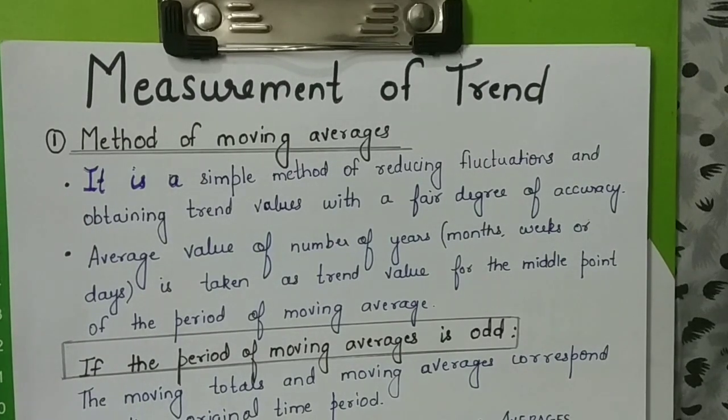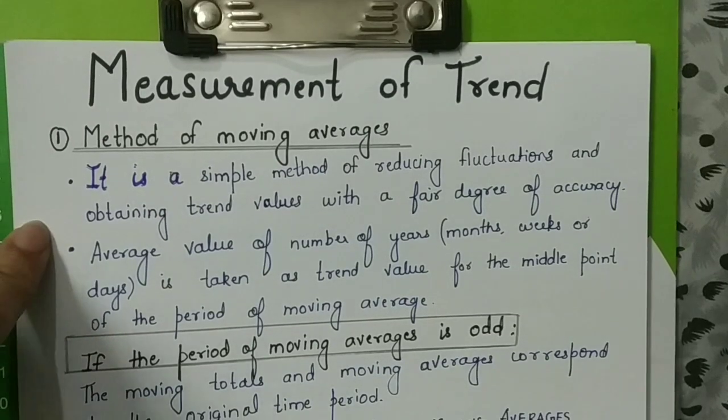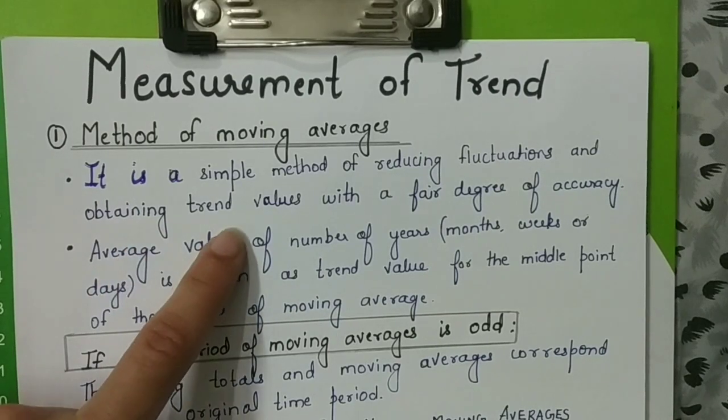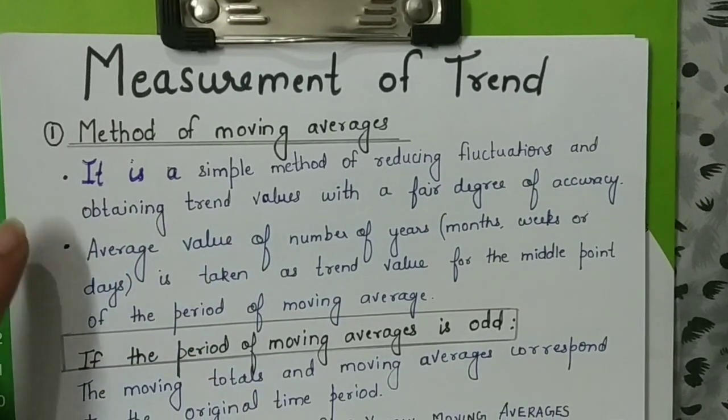Basically, this is a very simple method that has no complex mathematical calculation. It is also free from any kind of individual bias, in the sense that irrespective of whosoever is working on the problem, this method will always give the same trend values. It also helps in reducing the fluctuation and helps to obtain the trend values with a fair degree of accuracy.